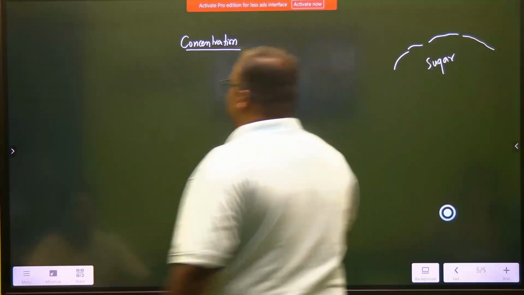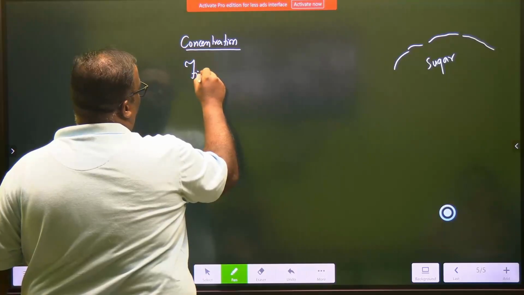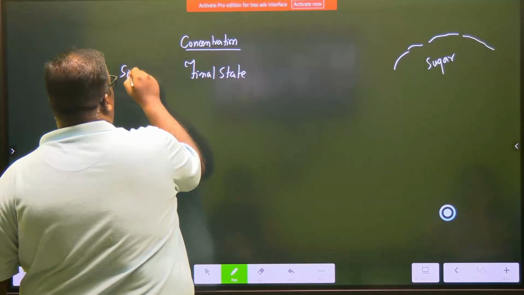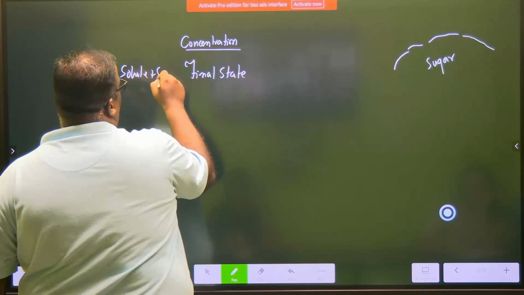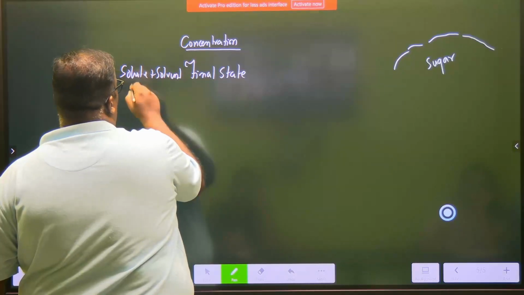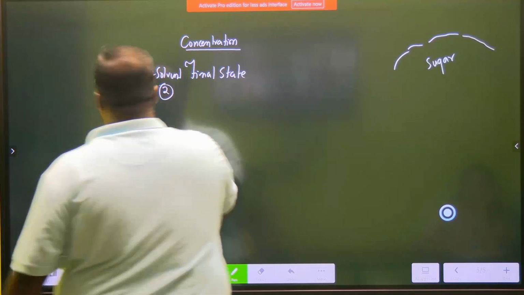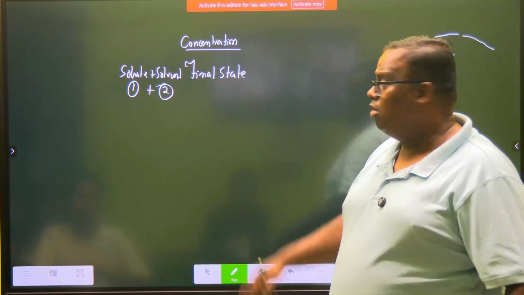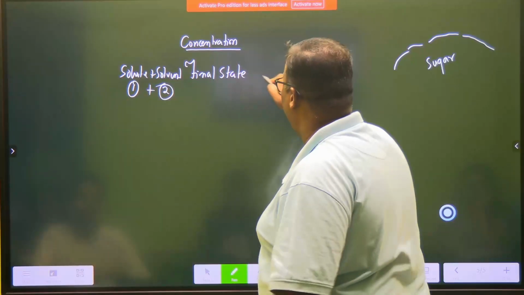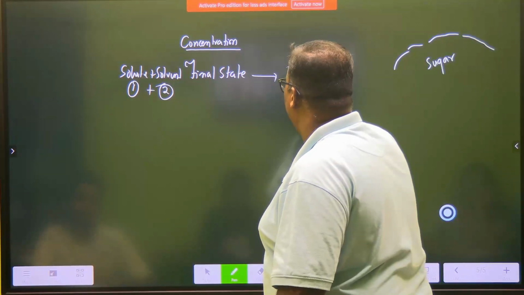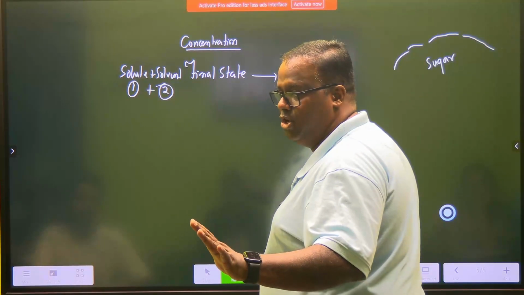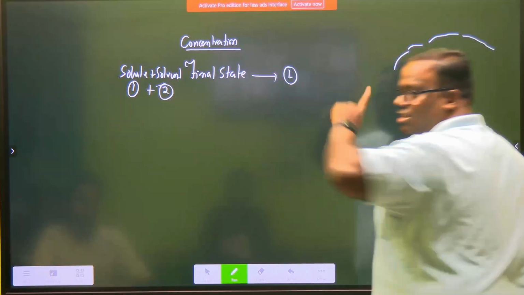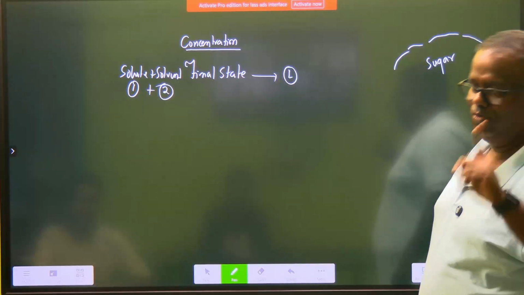Another way to answer this is the final state. You take the components and mix them in, and you don't know which is solute or which is solvent. So I will say component 1 plus component 2. Component 1 may be solid or liquid, component 2 may also be solid or liquid. Then the final state will be either a liquid or a solid. Whichever component initially was in the same state as the final state is the solvent.